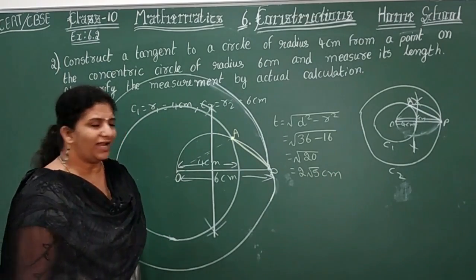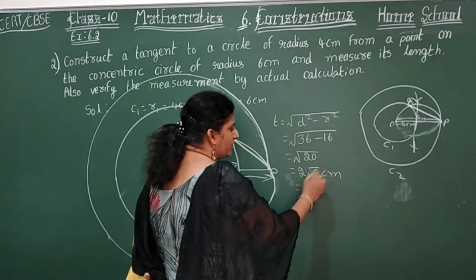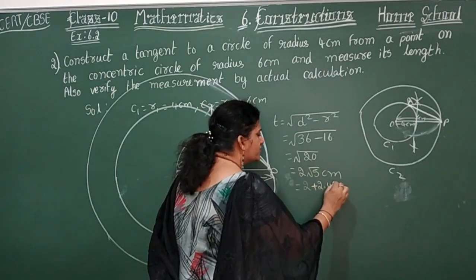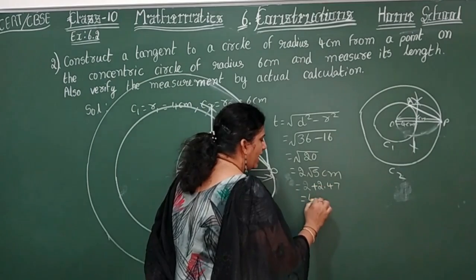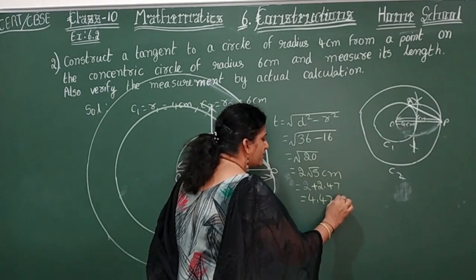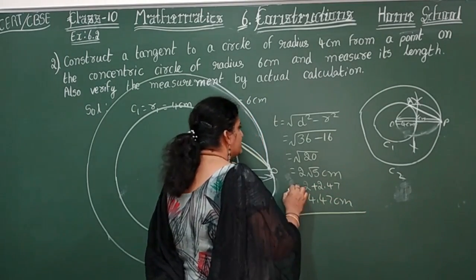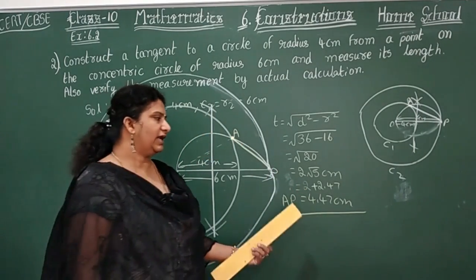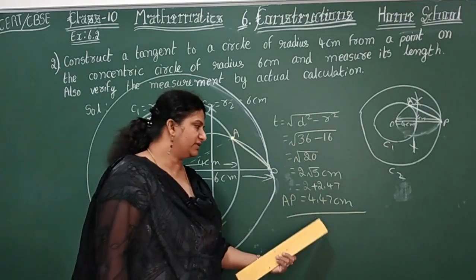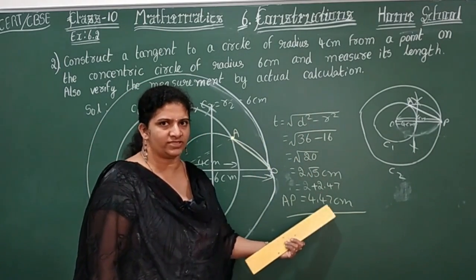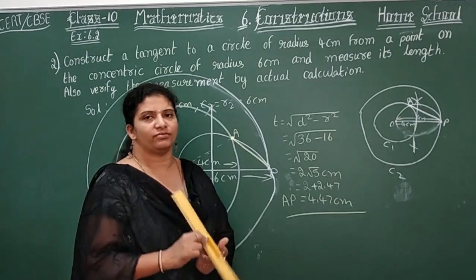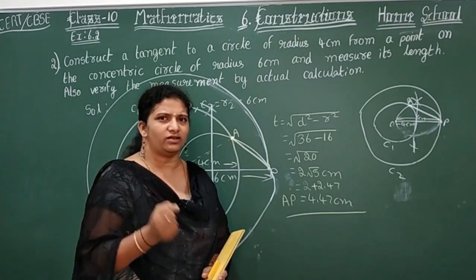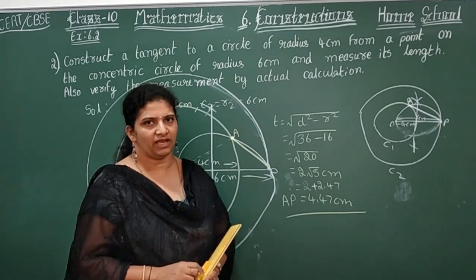Root 5 value, it will be 2 point something, children. Root 5 value will be 2.47. So if you add, it will be 4.47 centimeters is the tangent. What is the tangent here? AP. Tangent length by actual calculation is this one, children, 4.47 centimeters. With the scale, if you measure also, approximately the same you will get. So 1 decimal, no problem. If there is a change, nothing will happen.